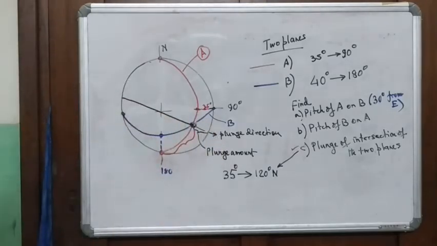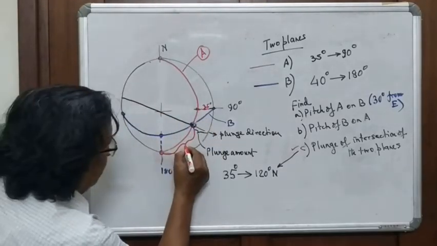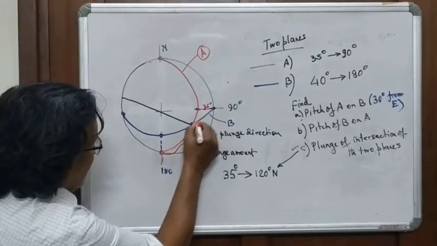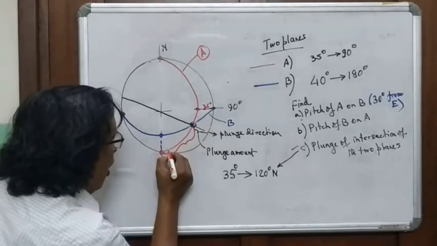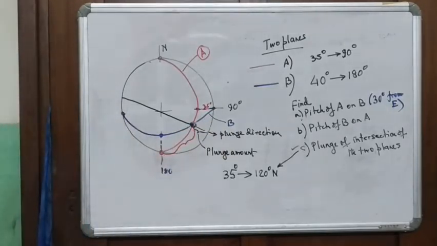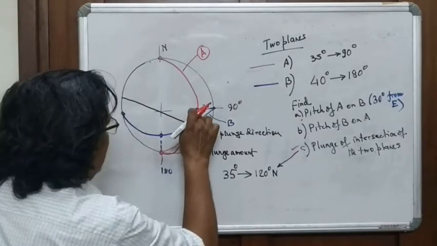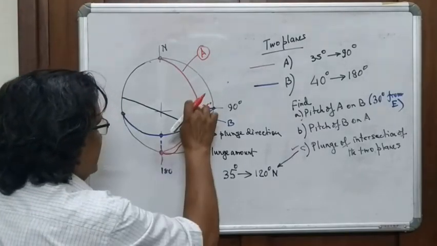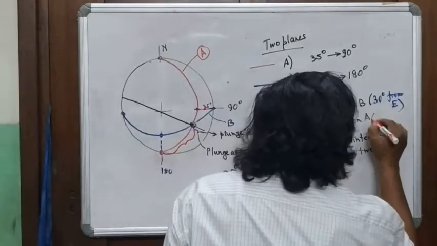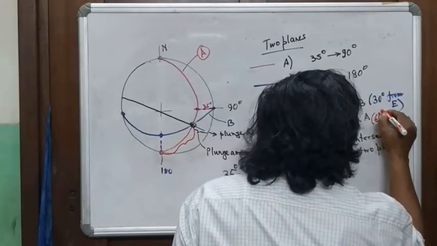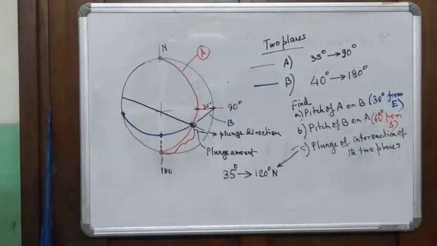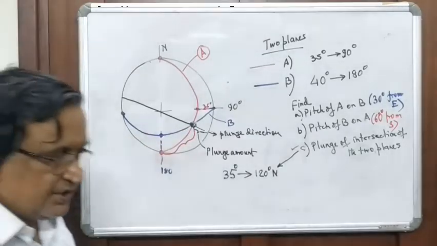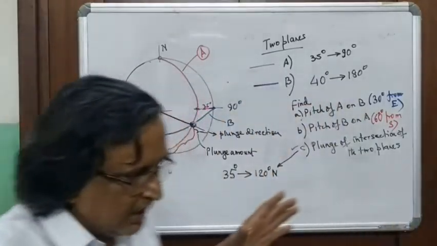So what it says is, this is the pitch. Have you understood? This is the pitch of B. Intersection of B on A. That is important. So now here you can see, if you take this and this, it's almost 90 degrees. And so this is roughly 60 degrees from south. That's it. So those are your answers. Those are your classic answers.